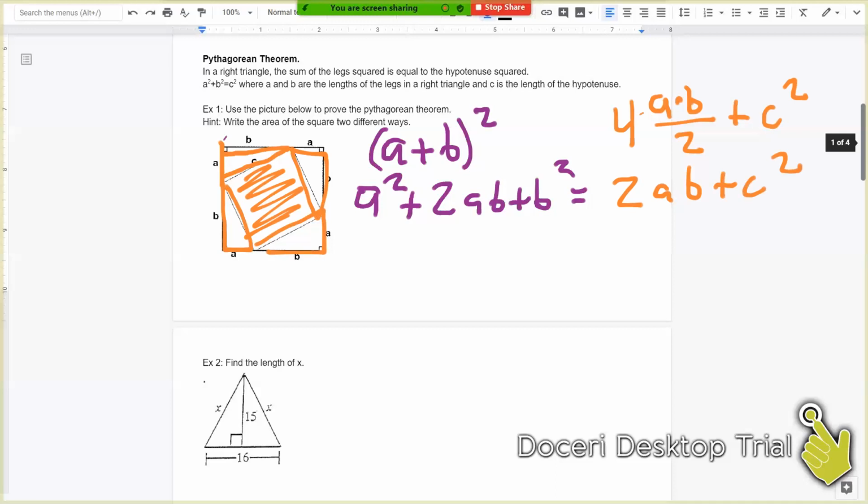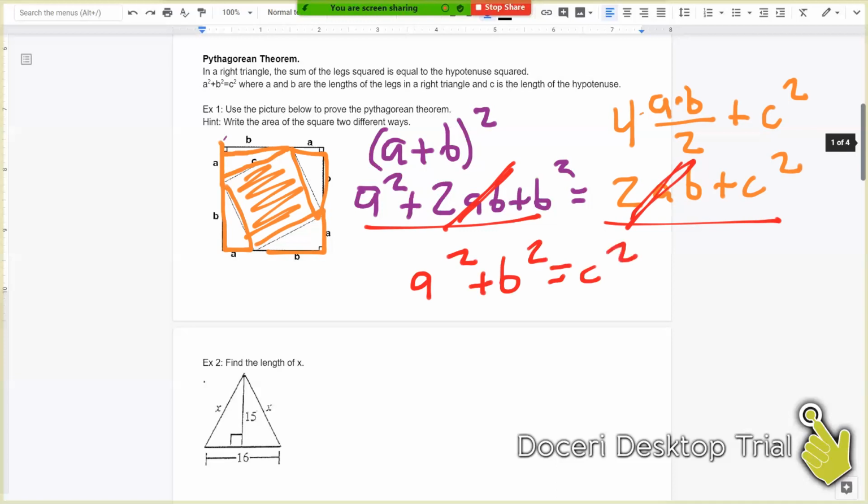Now, we set them equal to each other because they both represent the same area. They're both squares. So that equals that. Now if you look, there's a 2ab on both sides, so we can subtract it, and we get a squared plus b squared is equal to c squared. So there's a fun little proof of the Pythagorean theorem.